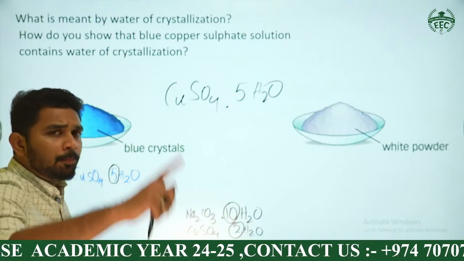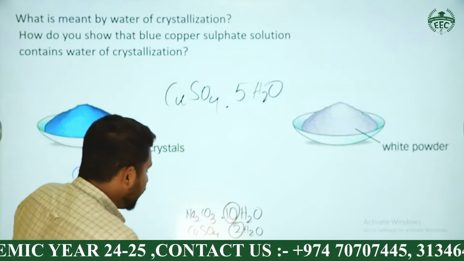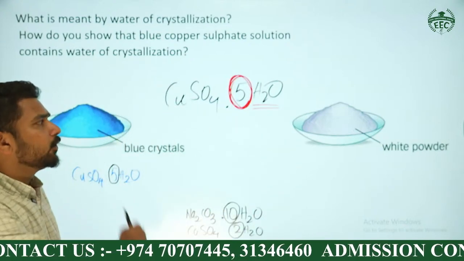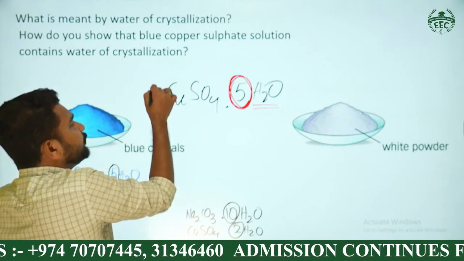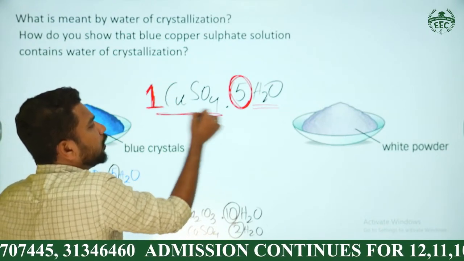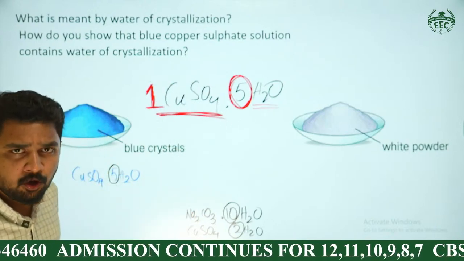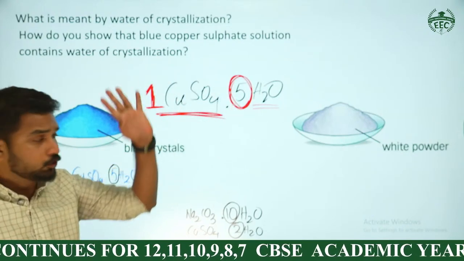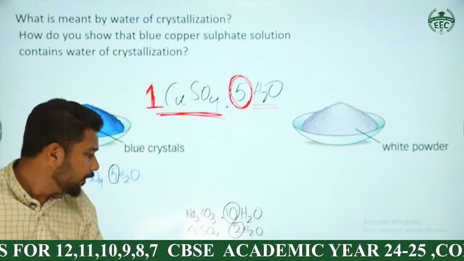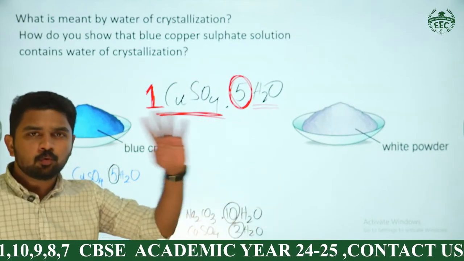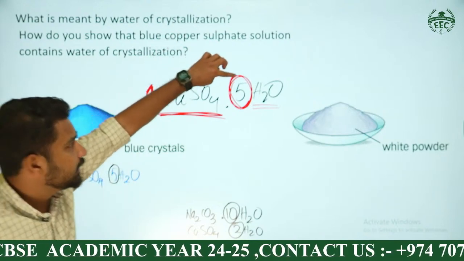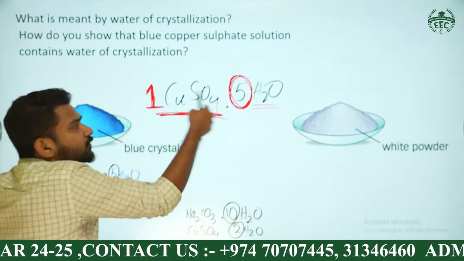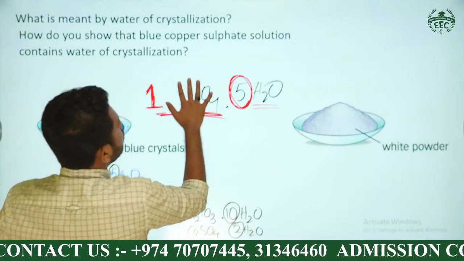So, if you don't know, you can note it. What is water of crystallization? It is the fixed number of water molecules present in one formula unit of a salt. Here the salt is copper sulfate, so the water of crystallization is 5H2O. In sodium carbonate, it will be 10H2O. In gypsum, it will be 2H2O. Okay, then what is the next question?